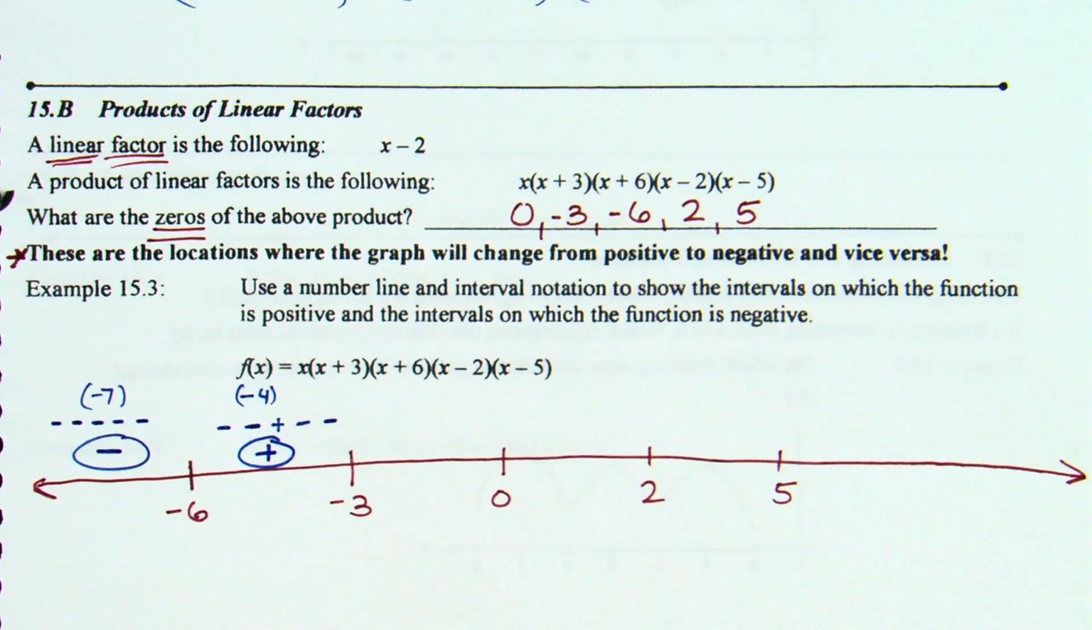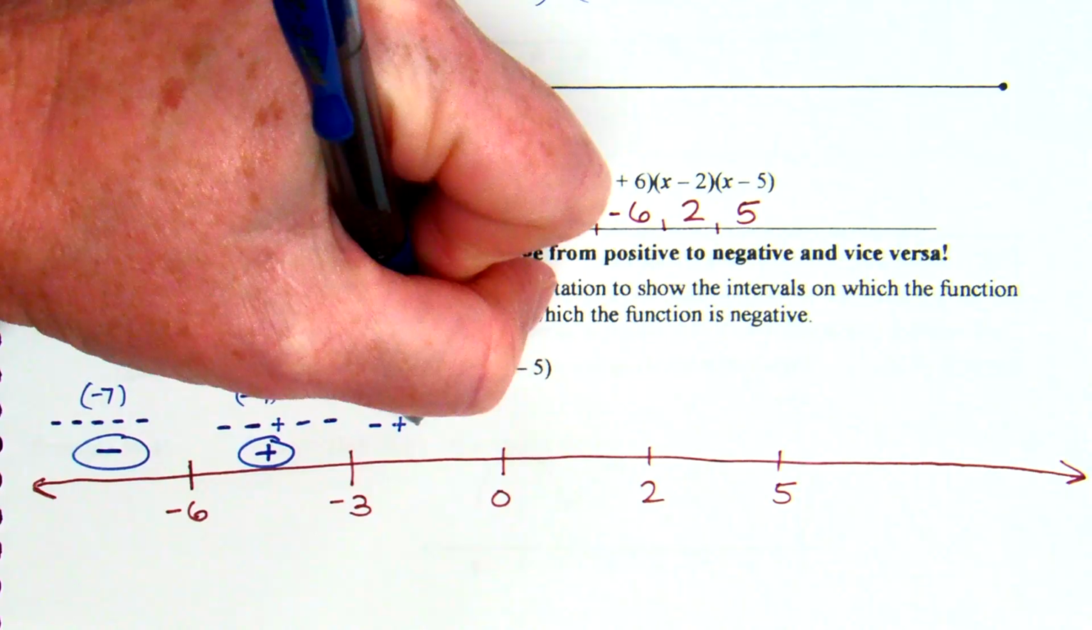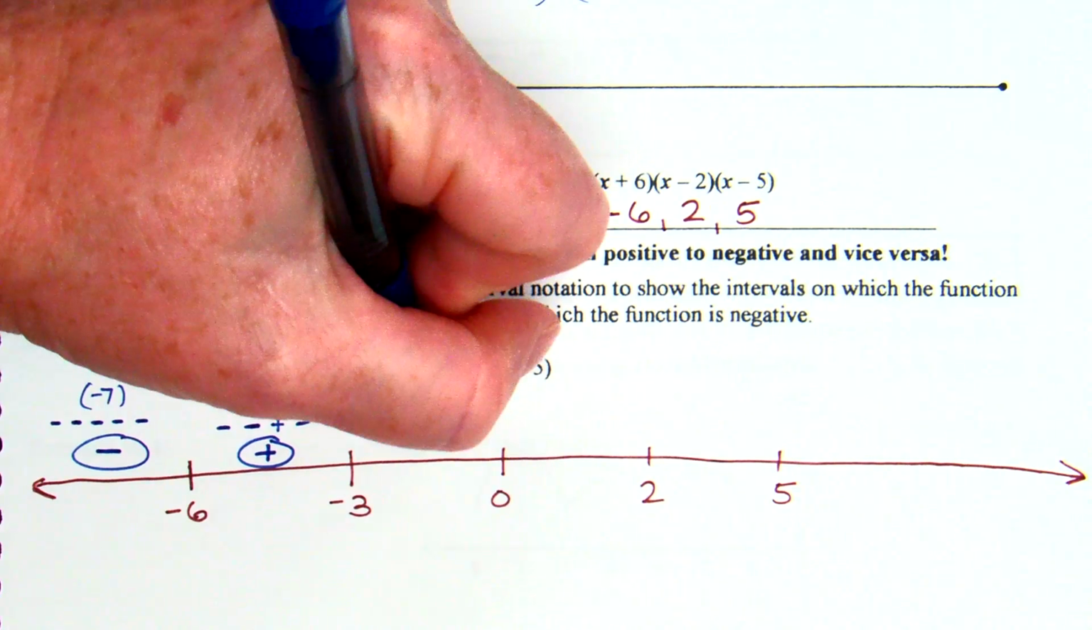Okay. What about between -3 and 0? -1. So -1 is obviously negative. -1 plus 3? -1 plus 6? -1 minus 2? And -1 minus 5. 3 negatives and a positive is a negative.